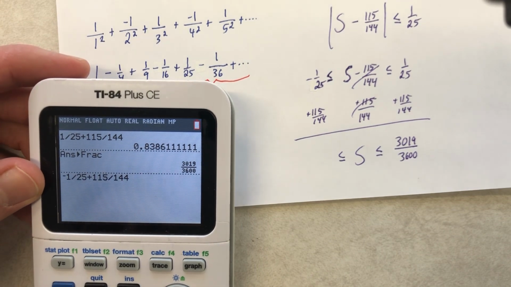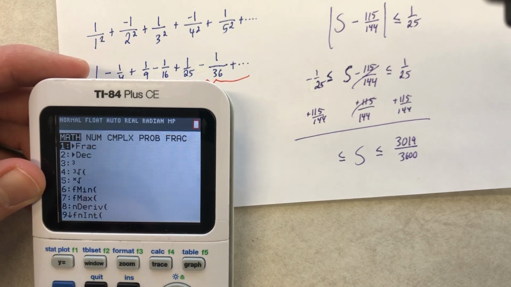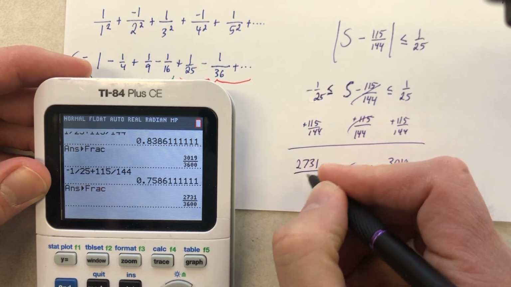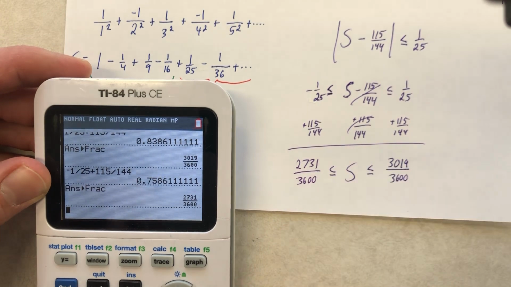Hey. And we will turn that into a fraction as well. So 2731 over 3600. There we go.